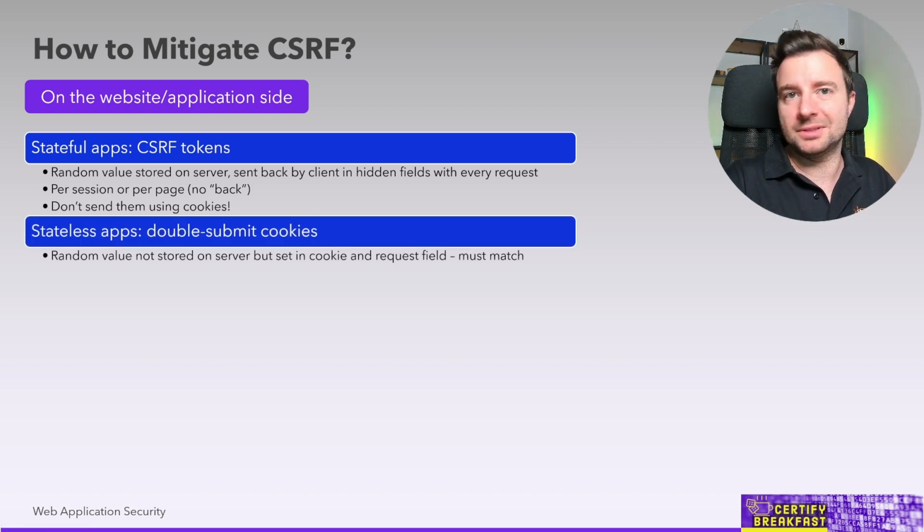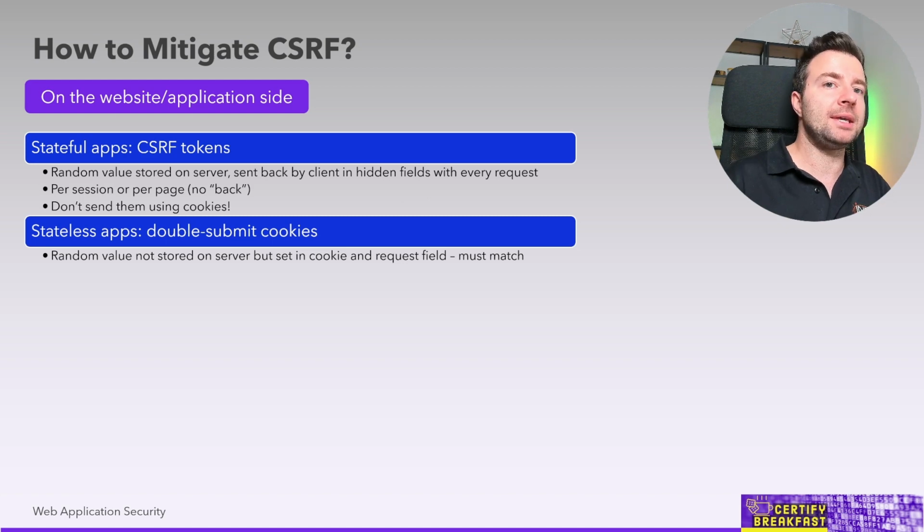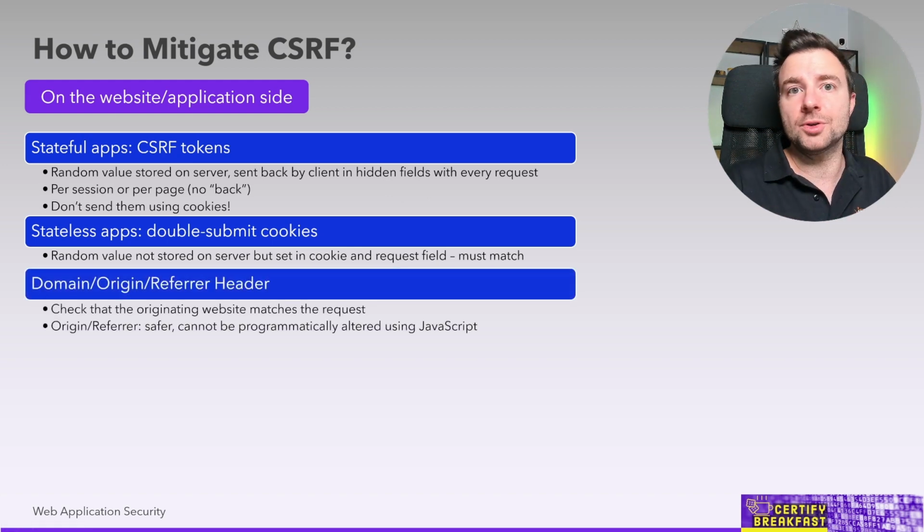You could also have some additional tricks up your sleeve. For example, something called a double submit cookie, where you're sending the same value through a cookie and through a hidden request field in the website. Those two values must match in order for the request to be considered valid. Of course, if the request comes in from a different web page, they're going to be missing either one of those two values. You could also look at some headers.